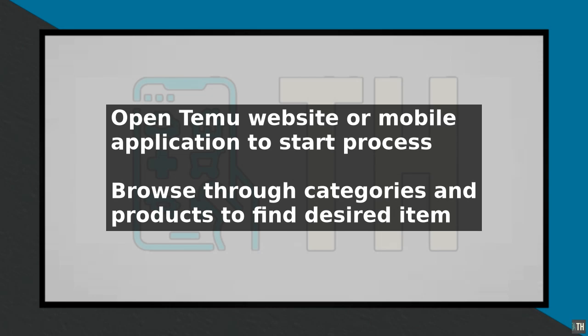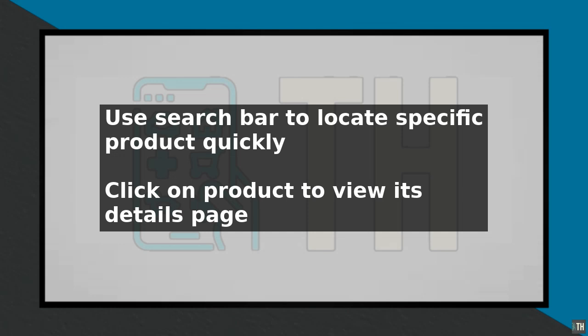When you find the product, click on it to view its details page. On the product details page, you will see a button that says Add to Wishlist. Click on this button to add the product to your wish list. If you are not logged into your Temu account, you may be prompted to sign in before you can add the product to your wish list.